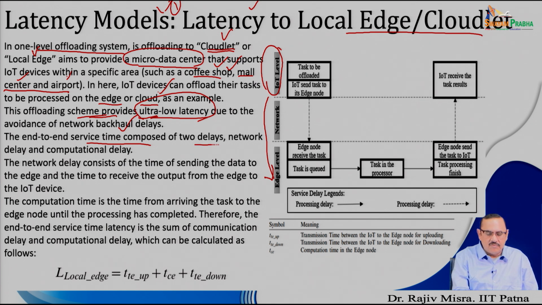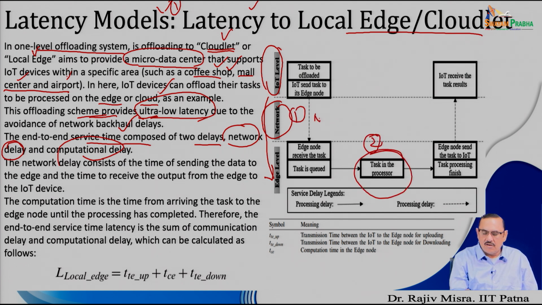comprises two kinds of delays. One is the network delay, and the other one is called the computational delay.